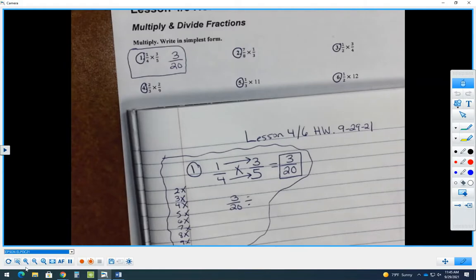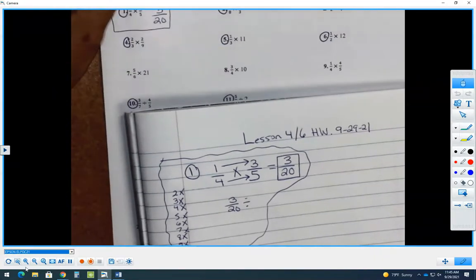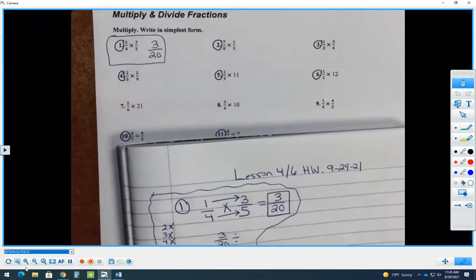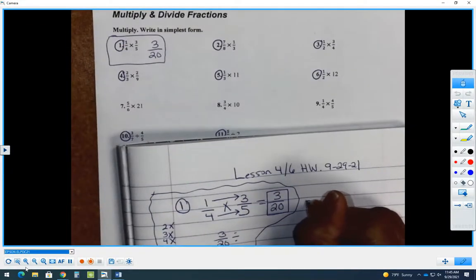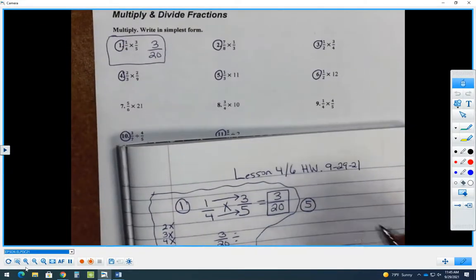No. I'm skipping to number 5 because number 5 you haven't seen something like that yet. I haven't given you one of that. Number 5, so I'm going to just put it here and I'm going to copy the problem. It's 1/3 times 11 wholes.